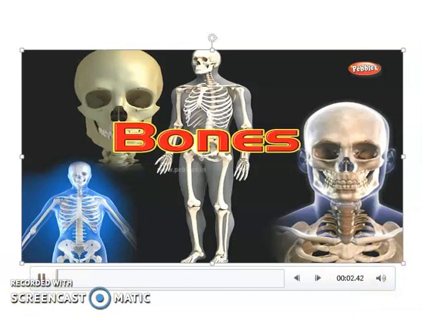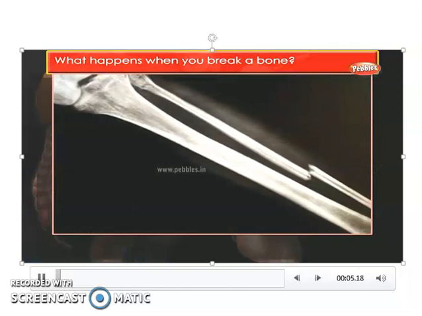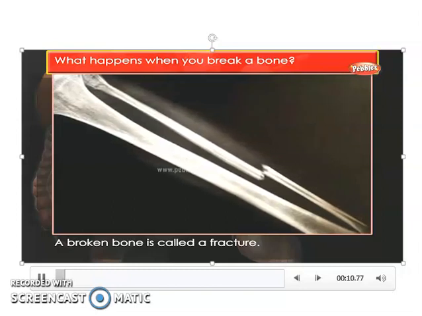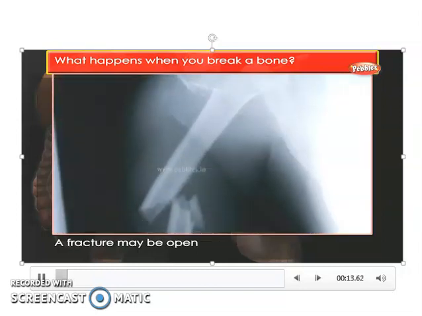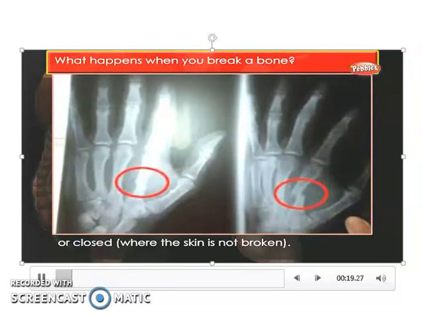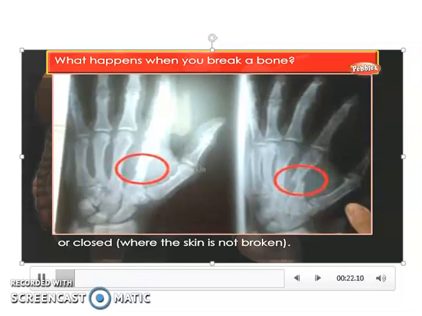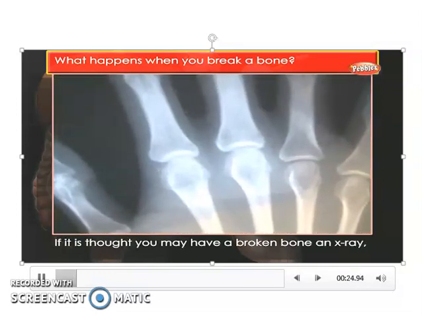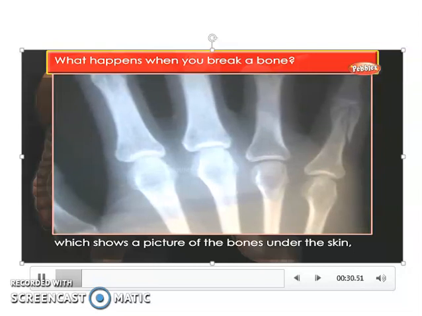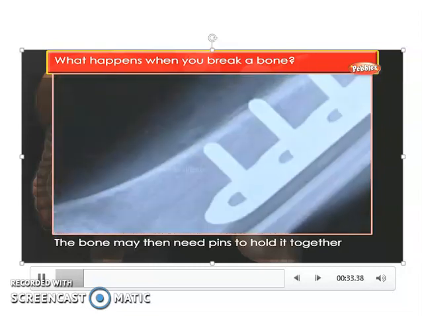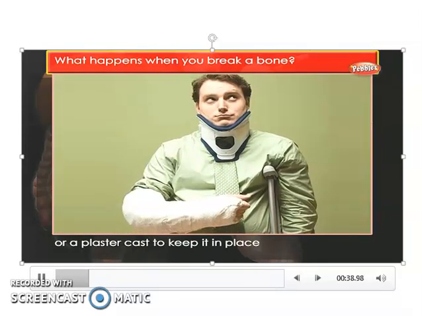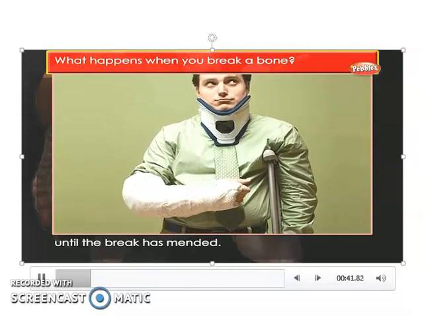Bones. What happens when you break a bone? A broken bone is called a fracture. A fracture may be open, where the broken bone sticks out through the skin, or closed, where the skin is not broken. If it is thought you may have a broken bone, an X-ray, which shows a picture of the bones under the skin, will be taken. The bone may then need pins to hold it together, or a plaster cast to keep it in place until the break has mended.